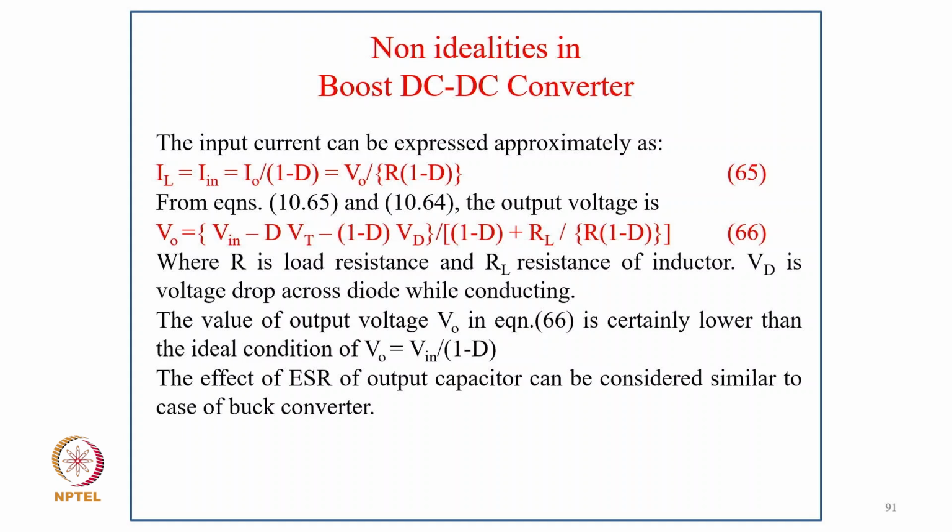So here you can see that, unlike the ideal condition, the output voltage depends not only on duty cycle and input voltage, but also on transistor drop, diode drop, and inductor resistance, as well as of course the load resistance. Where R is the load resistance, RL is the resistance of the inductor, VD is the voltage across the diode while conducting, and the value of output voltage is certainly lower than the ideal condition, V equal to Vin by 1 minus D. The effect of equivalent series resistance of the output capacitor can be considered similar to the case of the buck converter.